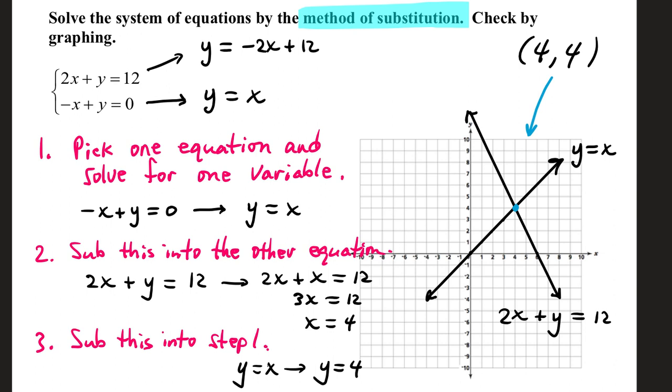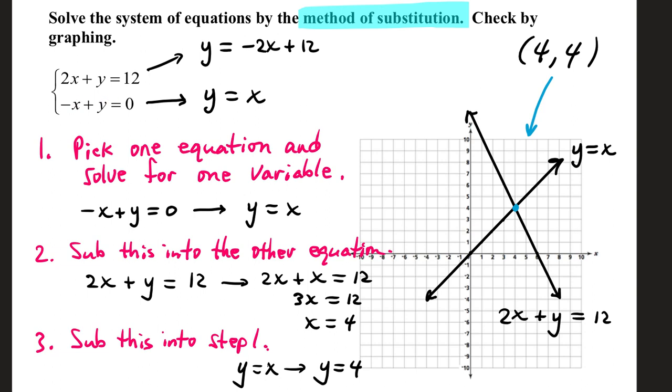Well, at this point, we have half of our answer. Go back to step one and substitute in x equals 4. Well, if x equals 4, then y has to be 4. When you pair up your x and y values, 4 and 4, that actually is the intersection point of the two lines from the system in the beginning of the problem.